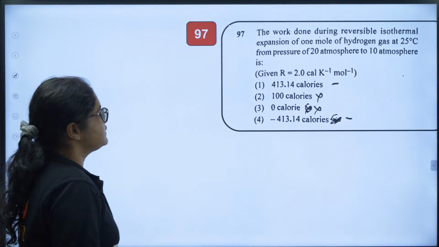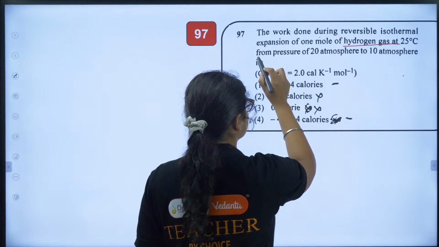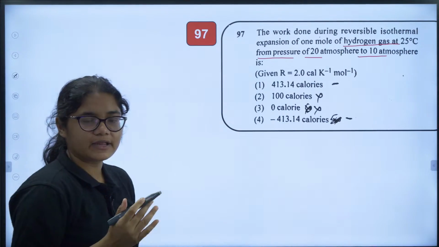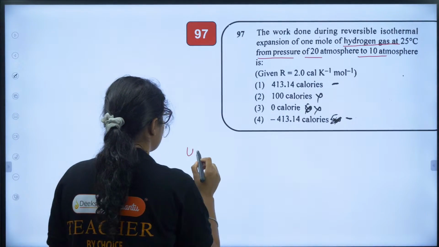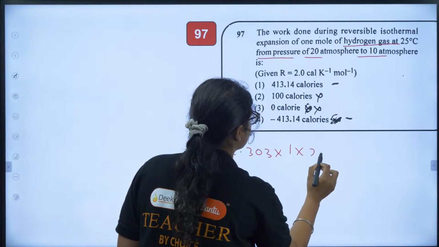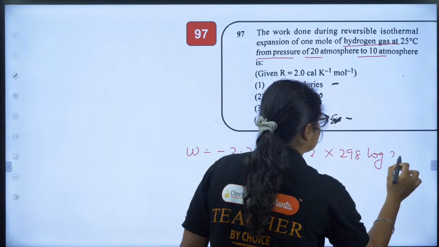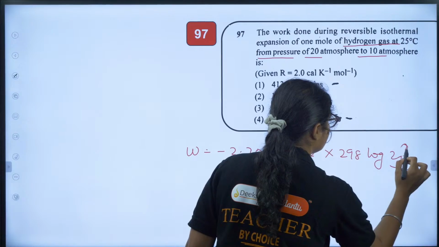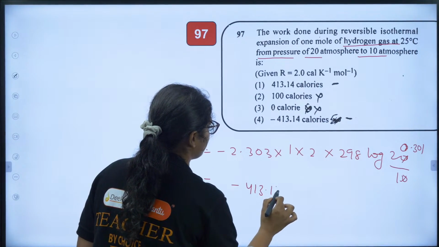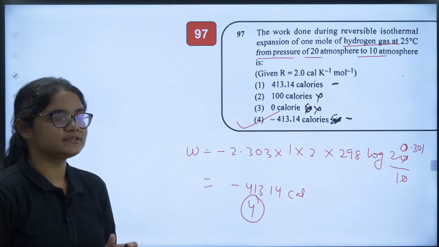Now coming to the next question: the work done in the reversible isothermal expansion of 1 mole of hydrogen gas at 25 degrees Celsius from pressure 20 atmosphere to 10 atmosphere is. Again a very direct formula based question of work done, that is minus 2.303 nRT log of P1 by P2. n is 1, R is 2 calorie, temperature is 298 Kelvin, and P1 by P2 is 20 by 10. So log 2 will be 0.301. Once you solve this one, you will get around minus 413.4 calories. That is your option number 4. So correct answer for this question is option number 4.